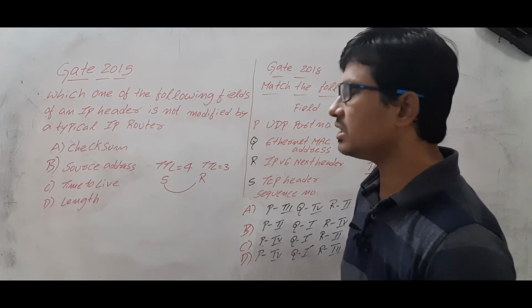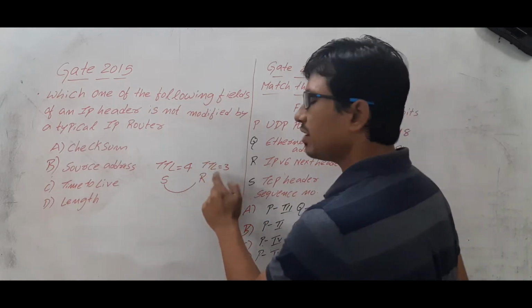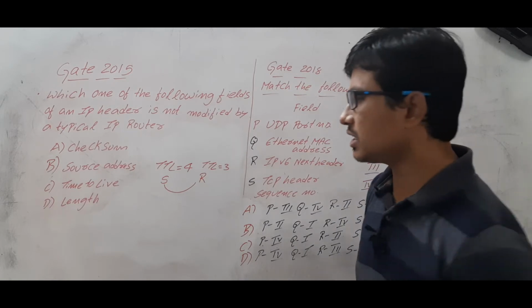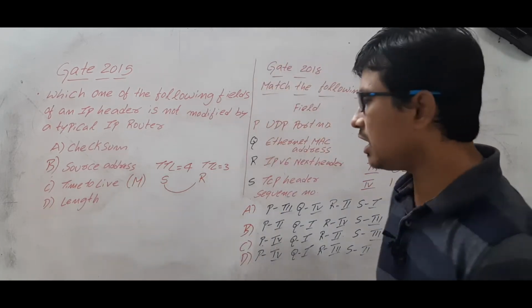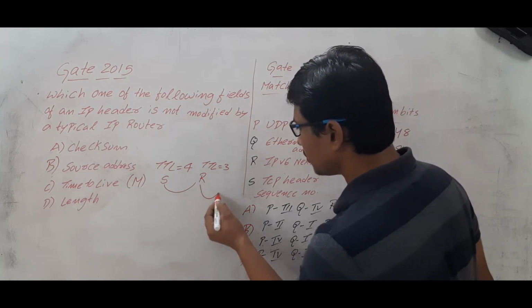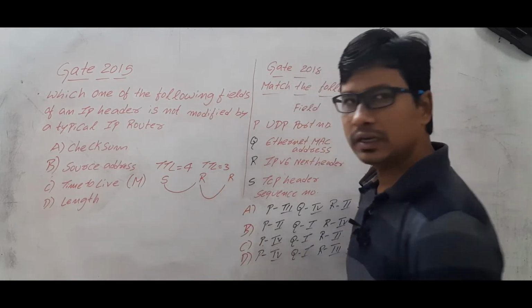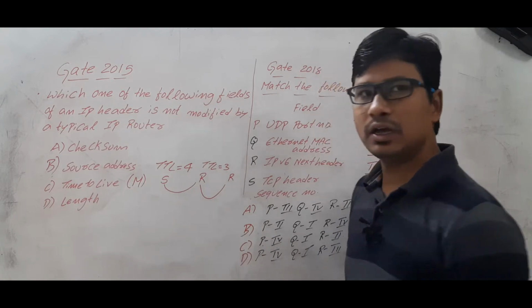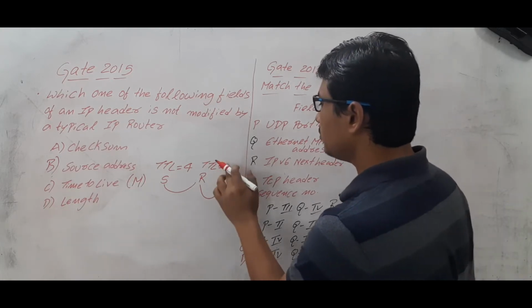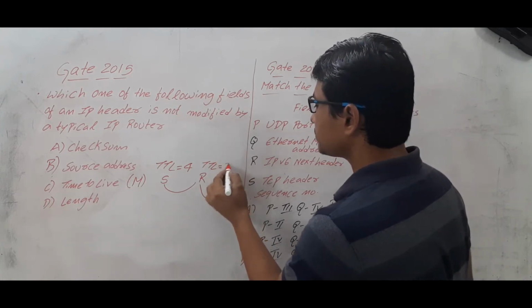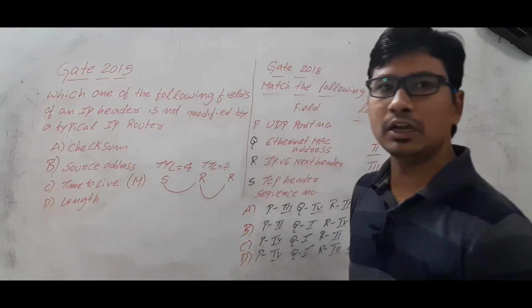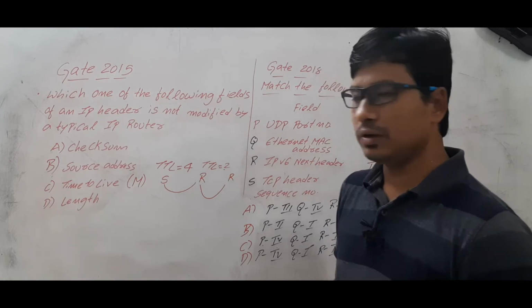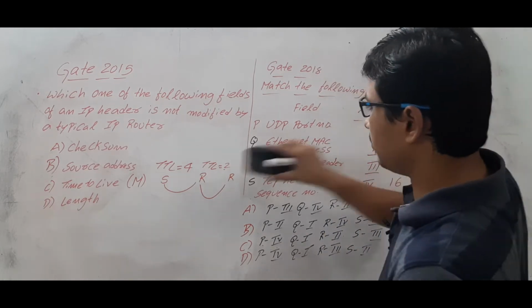So the TTL value is modified. Are you able to understand? Let me write it as M. So the TTL value will be modified. Suppose this router is forwarding to another router. Again the packet has traveled one hop, so the TTL value will be updated to 2. Is it clear at this router? So every time the TTL value will be updated. So this field is modified.